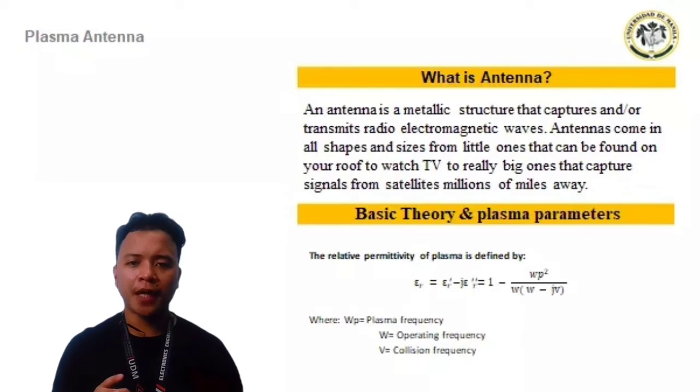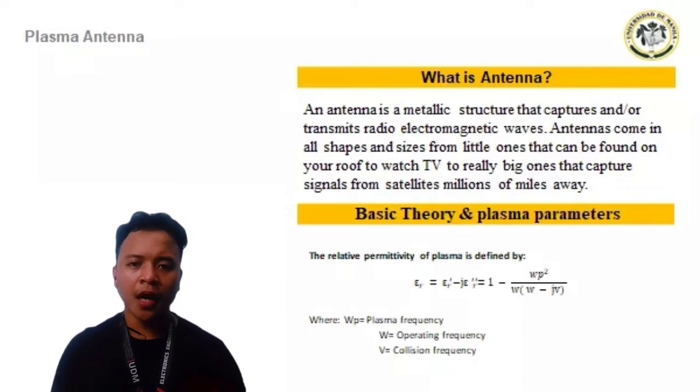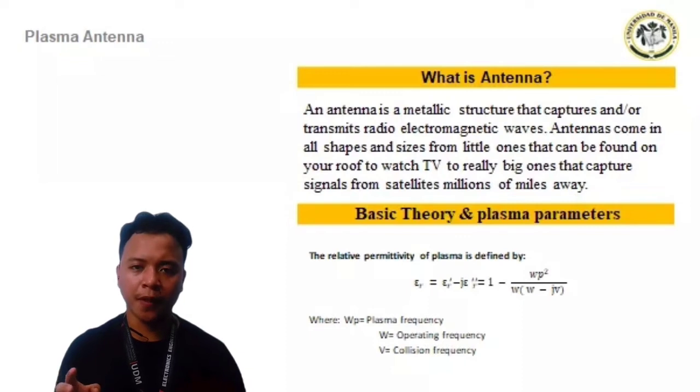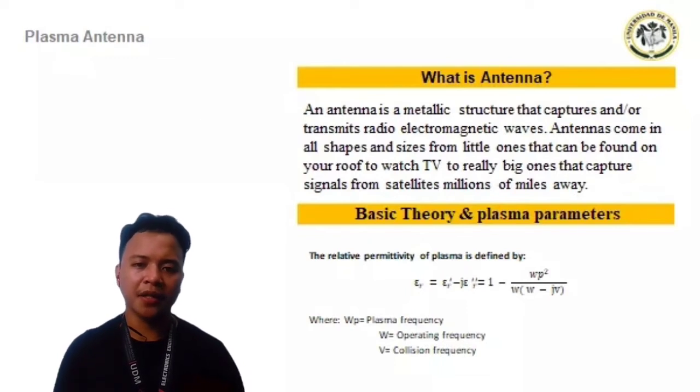Basic theory and plasma parameters. According to the study of plasma antennas, in terms of electromagnetic properties, a plasma is a non-homogeneous, non-linear, and dispersive environment. Permeability, conductivity, and permittivity in plasma can be varied in terms of frequency and other parameters, and make plasma a special environment.